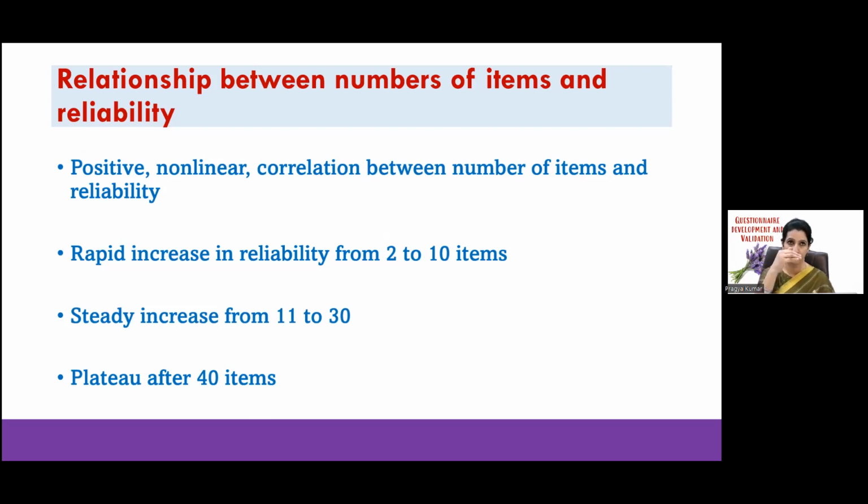Initially, there is a rapid increase of reliability if you increase the number of items from 2 to 10. Then from 11 to 30, there is a steady increase, not as high as from 2 to 10. And after 30, when your items reach 40, there is a plateau. That means there is not much increase in the reliability. So this is the relationship between the number of items and reliability.